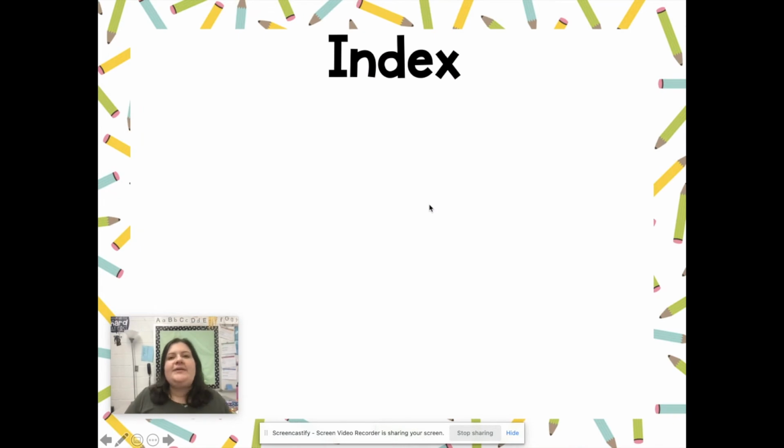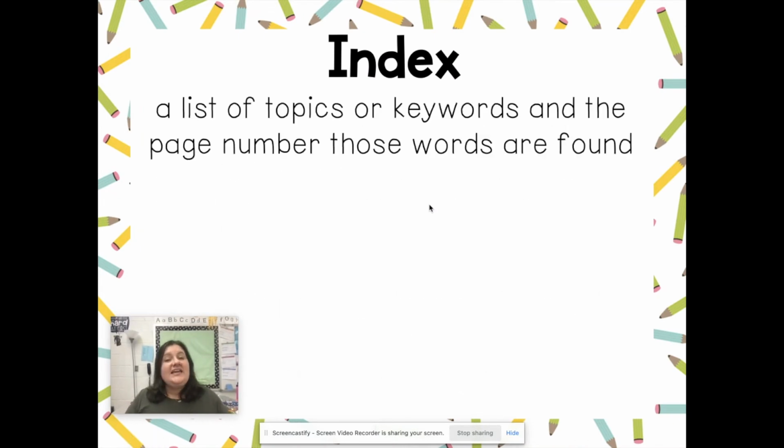Then finally, we have the index. The index is similar to the table of contents, but it's found at the back of the book, and it's a list of topics or key words and the page number that those words are found. While the table of contents gives you the heading or the title of each of those chapters, the index is a bunch of keywords, sometimes bold print words, sometimes not.